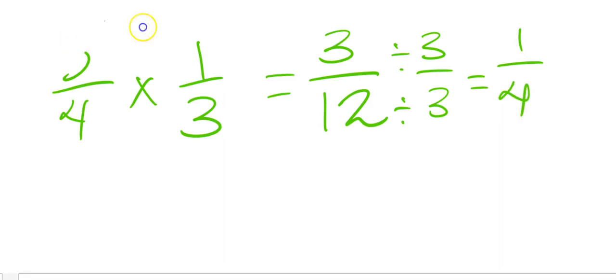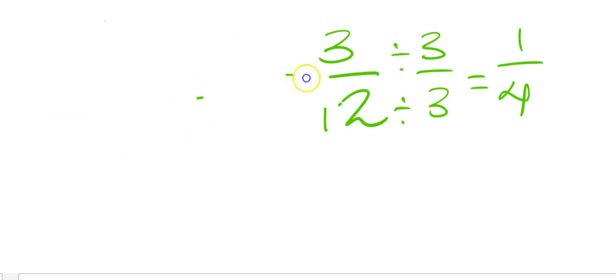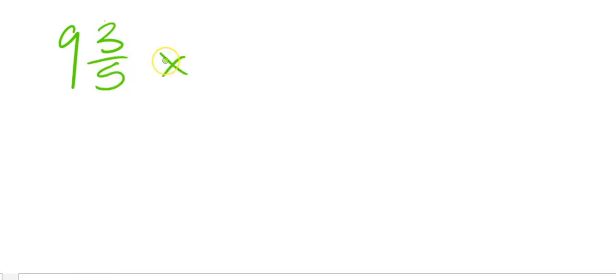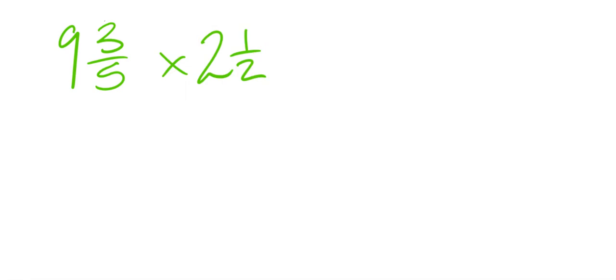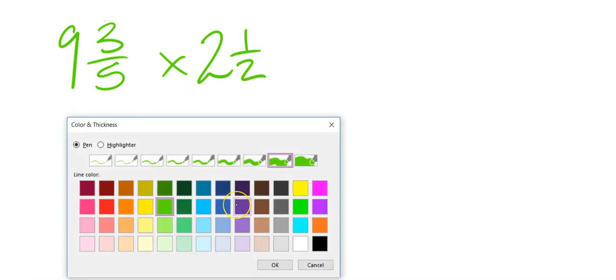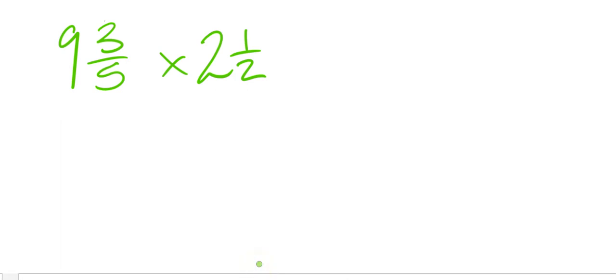Alright, now let's look at our mixed number. So let me erase this really quick. Alright, so let's look at our mixed number, and let's do 9 3/5 times 2 1/2. The first thing you need to do is change your mixed numbers to improper fractions.